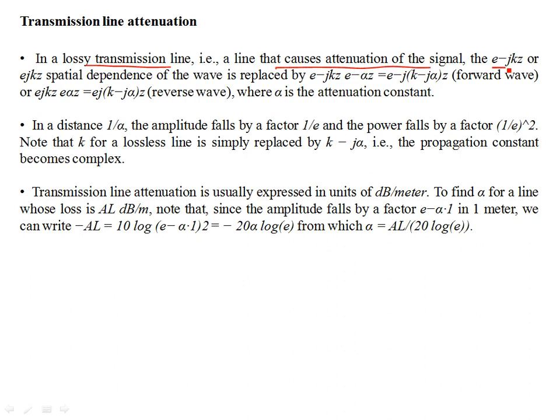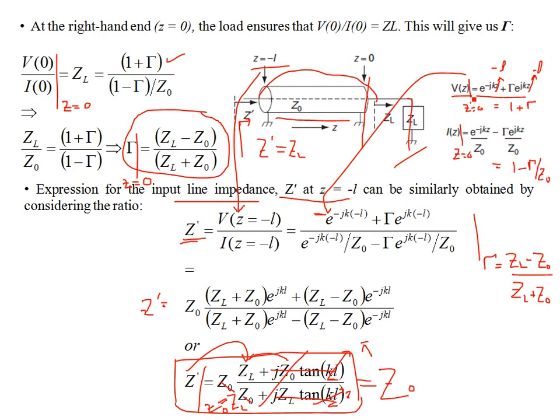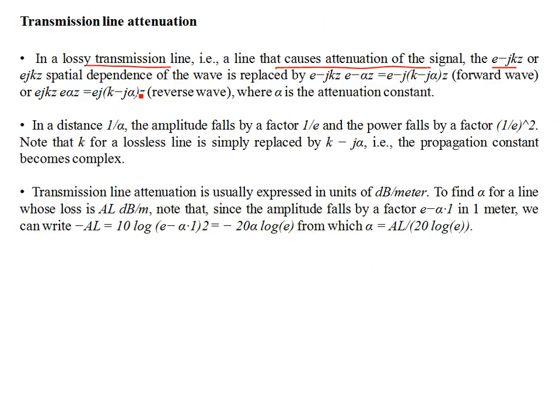is, in the term e^(-jkz), what you're looking at here, you add another factor, e^(-αz). Okay, alpha is an attenuation constant. So what you do is, e^(-jkz), the spatial dependence of the wave, is going to be replaced by e^(-jkz) multiplied by e^(-αz), and this is e^(-j(k - jα)z).